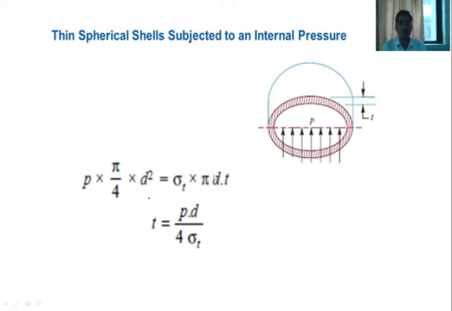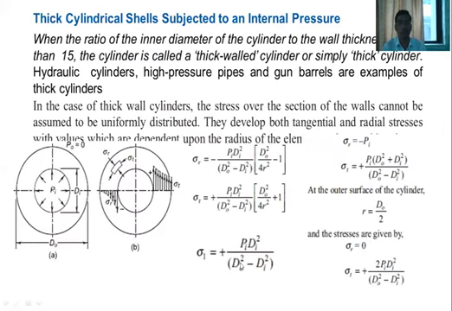So we will get the 4 times by solving this equation. This will be the area on which actual pressure is acting, and this is also the circumference of the spherical shell. So pi into dt is the circumferential area, or the resisting area for the spherical shell. So from this we can get the thickness of the cylinder.